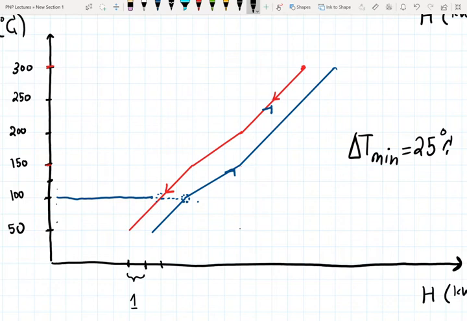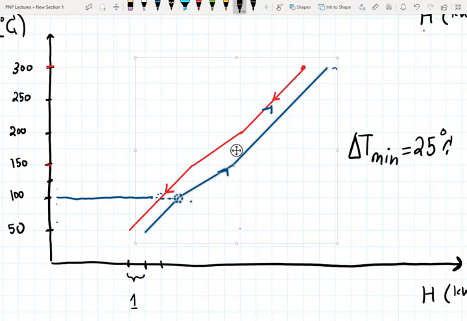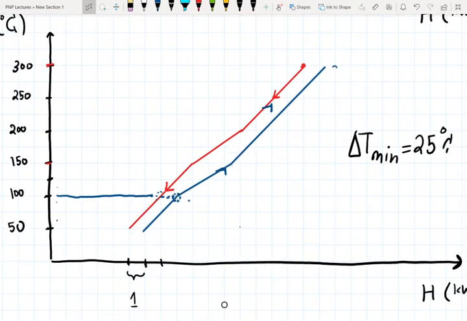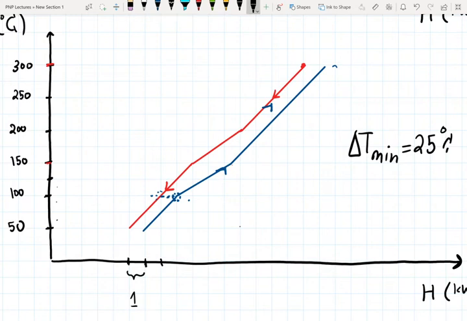So I'm just going to take my cold composite curve and move it towards the left hand side until it's directly 1 unit below the hot stream. So in this case, right here, the delta T between both streams is 25 degrees Celsius, and that's the location of our pinch point.